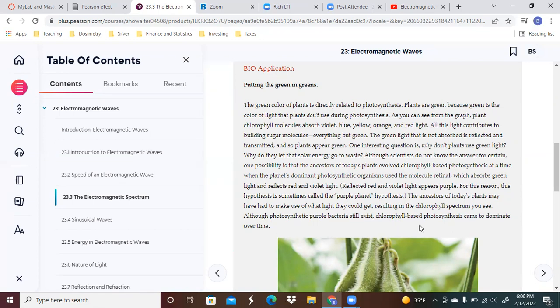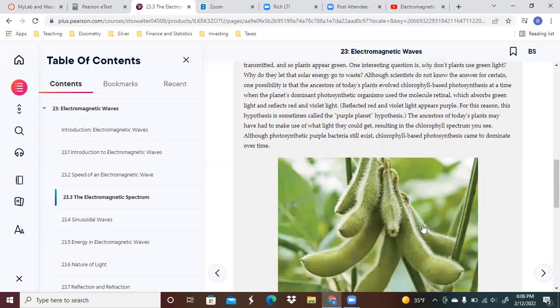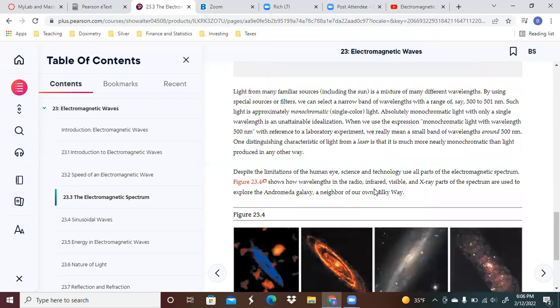The ancestors of today's plants may have had to make use of what light they could still get, resulting in the chlorophyll spectrum. Although photosynthetic purple bacteria still exist, chlorophyll-based photosynthesis came to dominate over time.